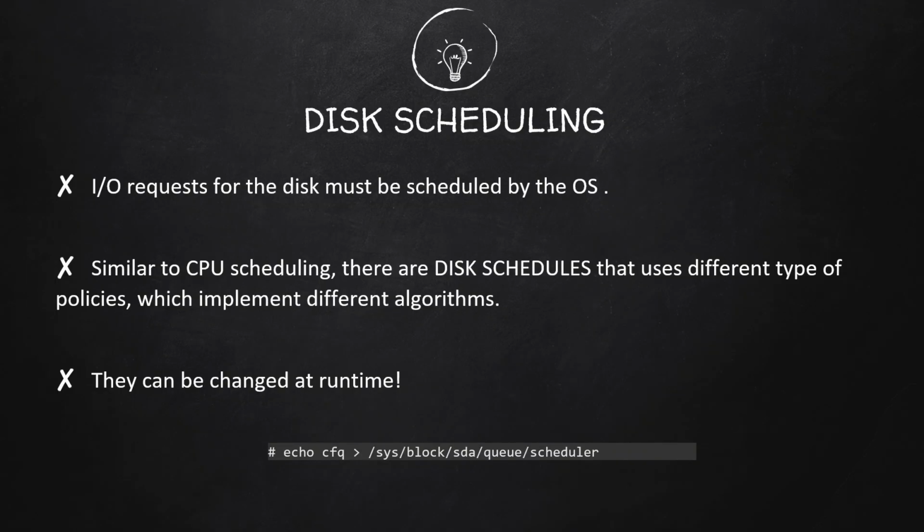Now to the big topic of disk scheduling. I/O requests for the disk must be scheduled by the OS. Similar to CPU scheduling, there are disk schedulers that use different types of policies which implement different algorithms. They can be changed at runtime. Down below is an example of trying to change a disk scheduler. Look at the file path and see where the schedulers are stored.